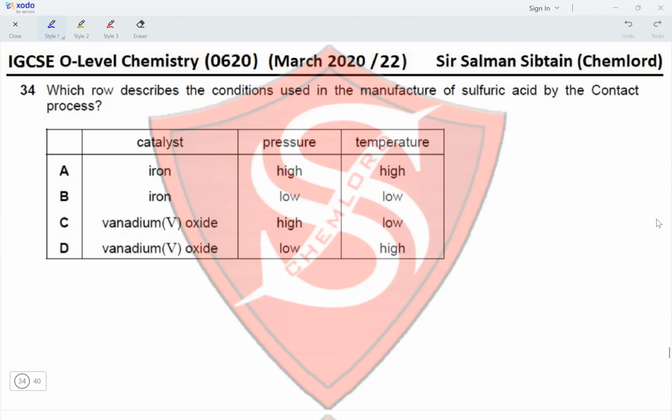Question 34. Which row describes the conditions used in the manufacture of sulfuric acid by the contact process? So the catalyst uses vanadium(V) oxide, eliminating options A and B. The pressure used would be low. It is between 2 to 8 atmospheres. So this eliminates option C. And the temperature used is high. This is 450 degrees Celsius. Therefore, option D is the correct option for this question.